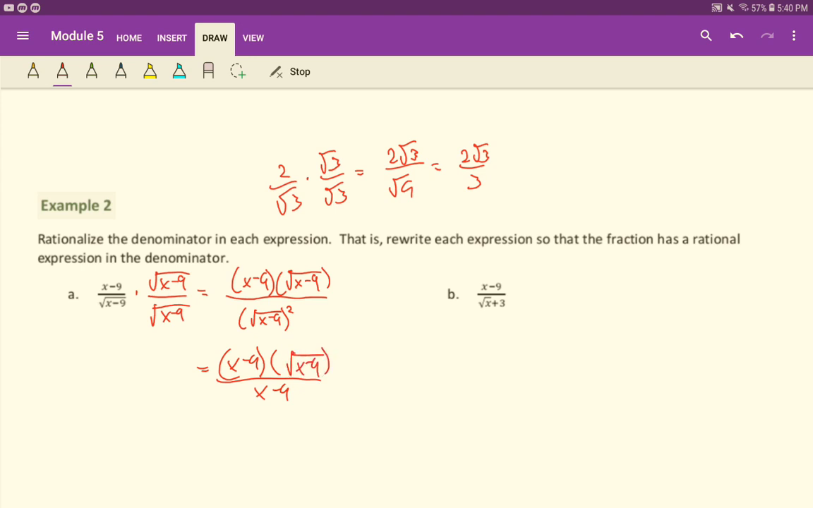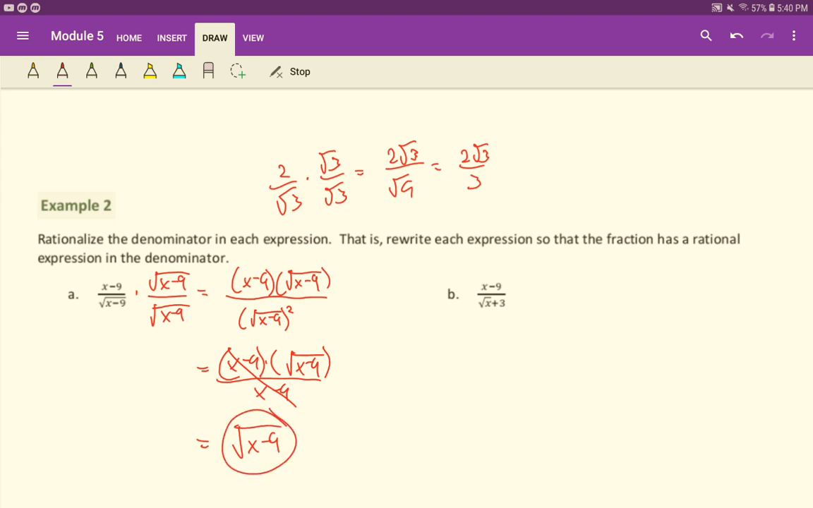Now, if we look a little bit more here, we can see that, wait a minute, what can we do with these two terms? They're exactly the same. And it's a product here, right? So we can cancel them. And we're left with just the square root of x minus 9 as an answer.